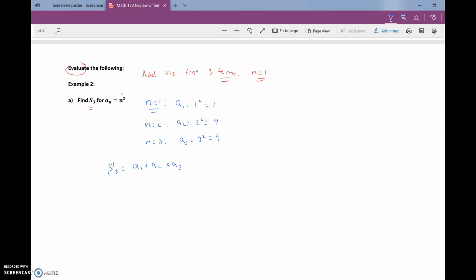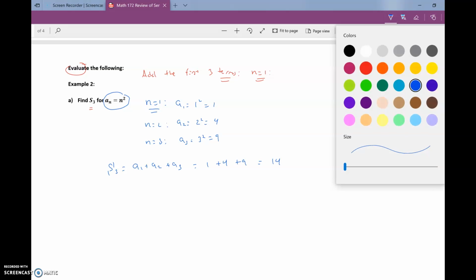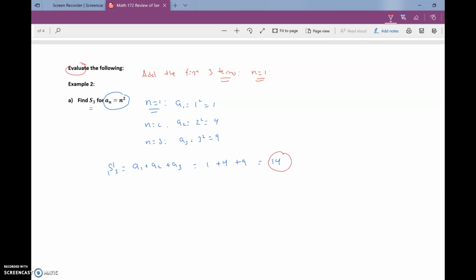In this case, they're just labeling it as a_n, which is kind of like the generic formula for the sequence. The series represents the addition of all those terms. So we're looking at 1 plus 4 plus 9, and I'm getting 14. So that's the notation for add the first n terms.